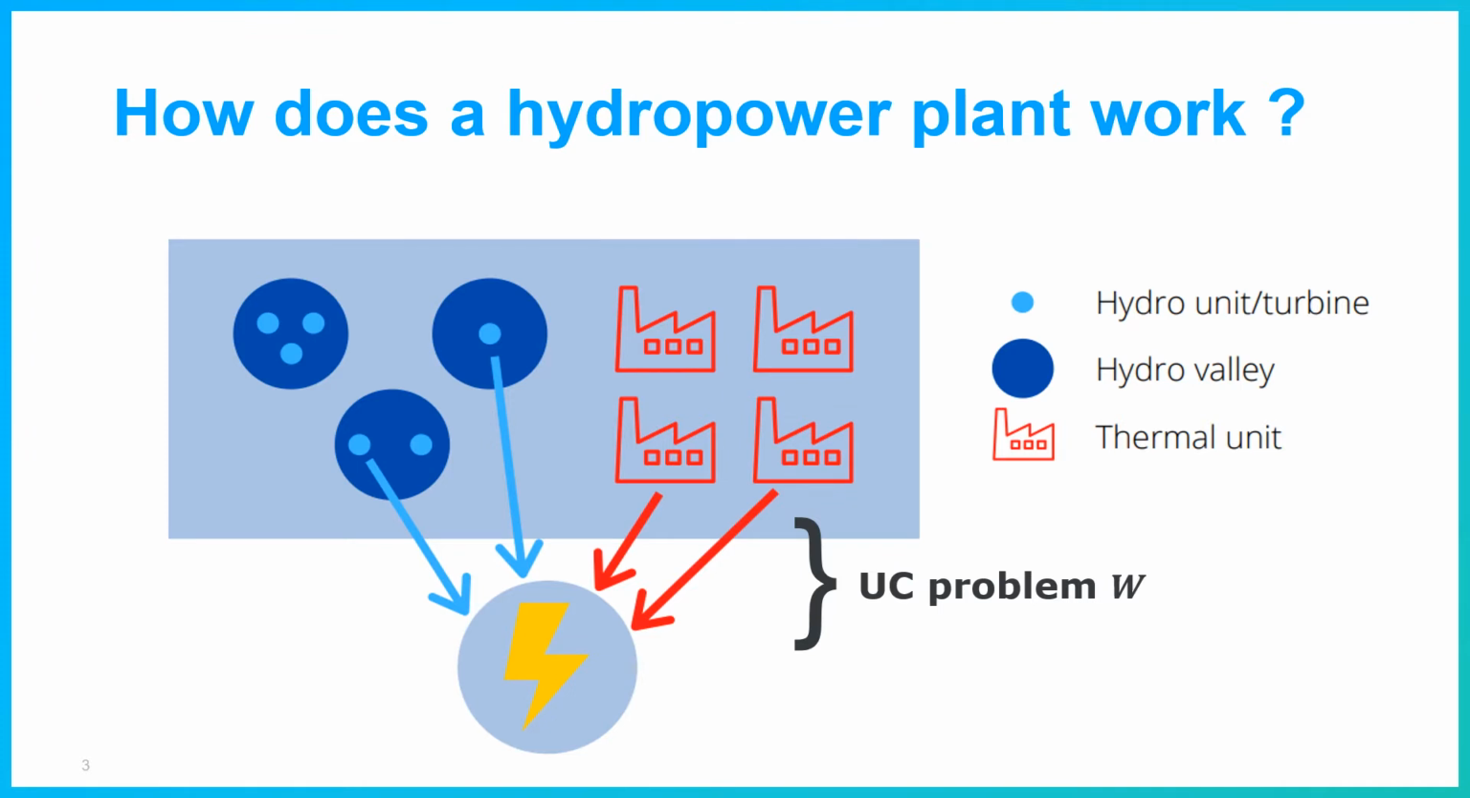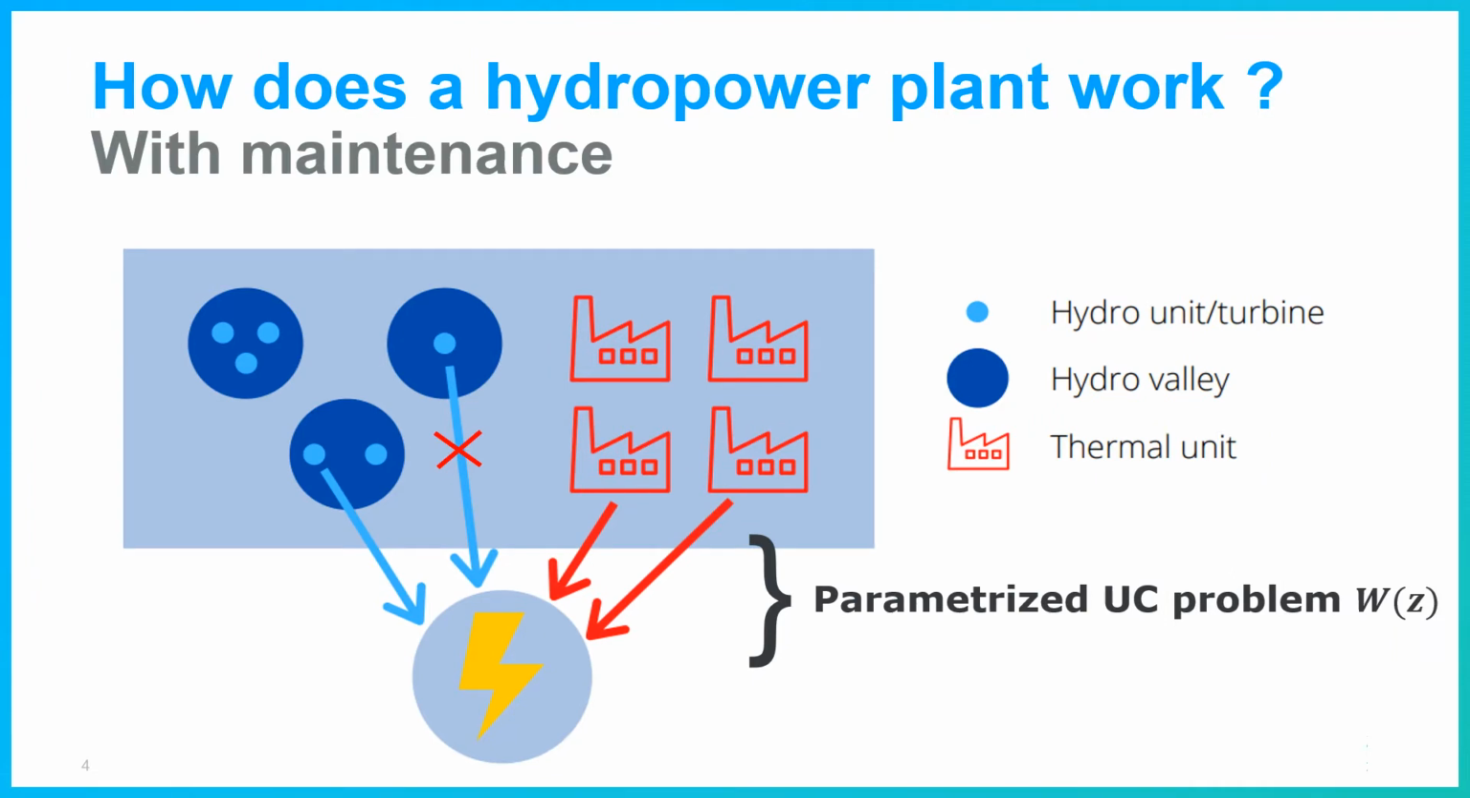The management problem of such a system is therefore to determine for each time step on the horizon what each unit will have to produce to minimize costs while satisfying demand. This is a classic unit commitment problem, which we call W. If we add maintenance variables to this problem, we are adding constraints on the production unit. For example, if we decide to carry out maintenance on unit 3 at time step 5, this unit will not be able to produce at that time.